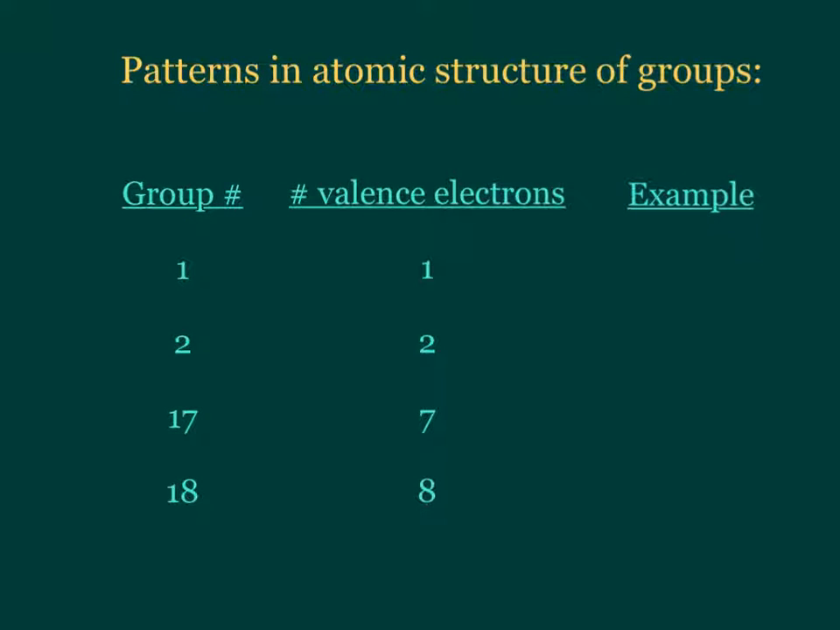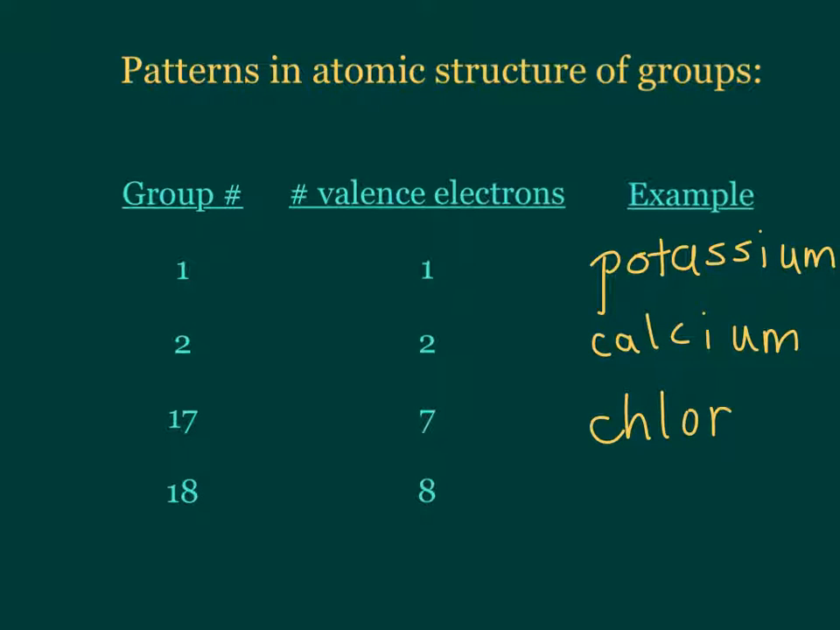There are patterns in the atomic structure of elements in some groups. All elements in group 1 have 1 valence electron. For example, potassium. Elements in group 2 have 2 valence electrons, for example, calcium. Elements in group 17 have 7 valence electrons, for example, chlorine. And elements in group 18 have 8 valence electrons, for example, argon.